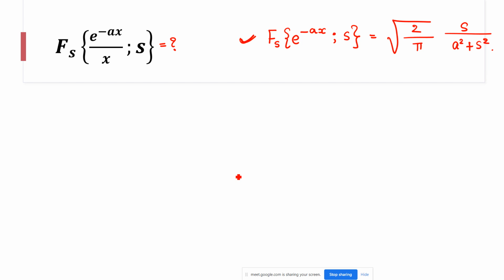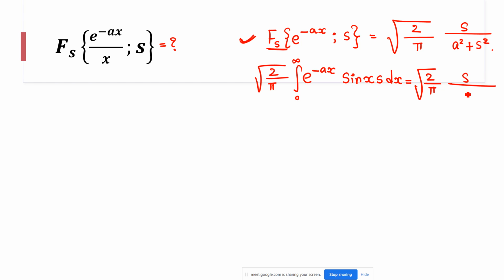The left hand side is root 2 by pi, integrating 0 to infinity. I'm just writing the formula for the Fourier sine: e raised to minus ax sine xs, integrated with respect to x, is equal to root 2 by pi s upon a square plus s square. Now I want it divided by x.